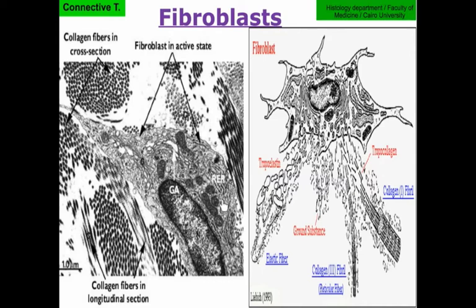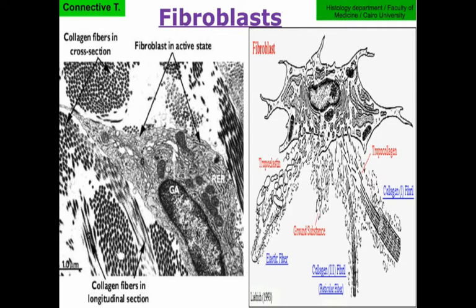You will see here, first of all, this is a nucleus, euchromatic, and these are multiple or numerous mitochondria. And this is the saccule of the Golgi apparatus, and this is the rough endoplasmic reticulum. So these are prominent in this active cell. And in this picture, you can see the cross-section of the collagen fibers that are secreted by this active cell.